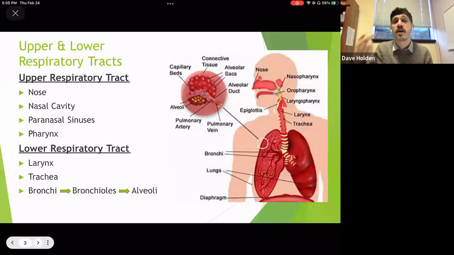So upper respiratory tract, we're talking about the nose and the nasal cavity. We're talking about the paranasal sinuses, and we're talking about the pharynx. For the lower respiratory tract, we're talking about the larynx, the trachea, your main windpipe, and then the 2 bronchi, which will split into bronchioles and alveoli in the lungs.